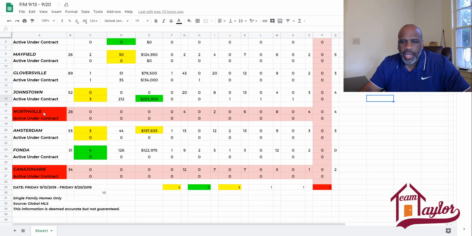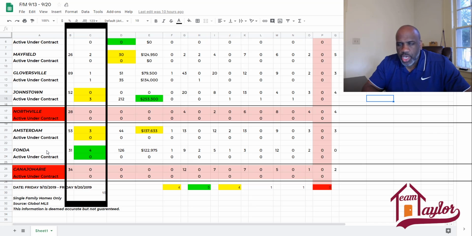Look right here, Northville and Canajoharie had no sales for the week. Canajoharie has been running like this for a while, so you kind of know what to expect. At Northville, as the lake season ends, we will see if this trend continues. But again, those ones do not have any sales this week.